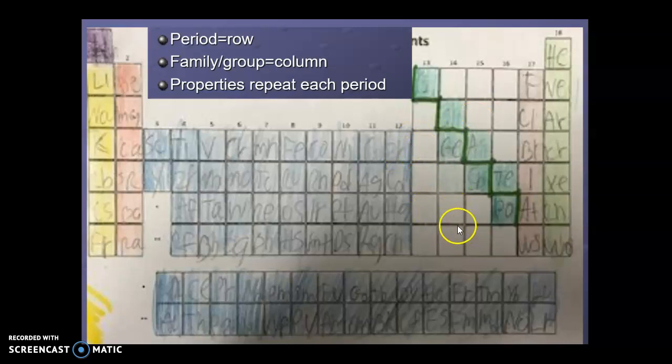That's what I want you to have as you color your periodic table. Thank you. Good luck. Don't forget to finish the coloring and make your legend here. All right, good luck.